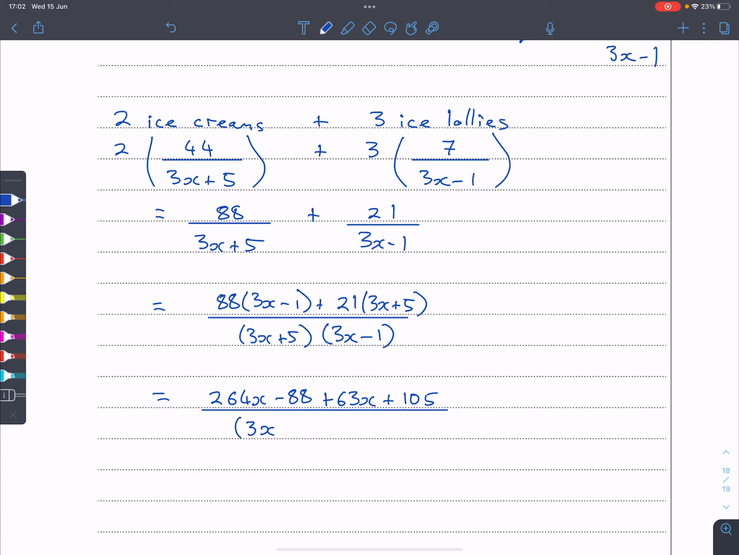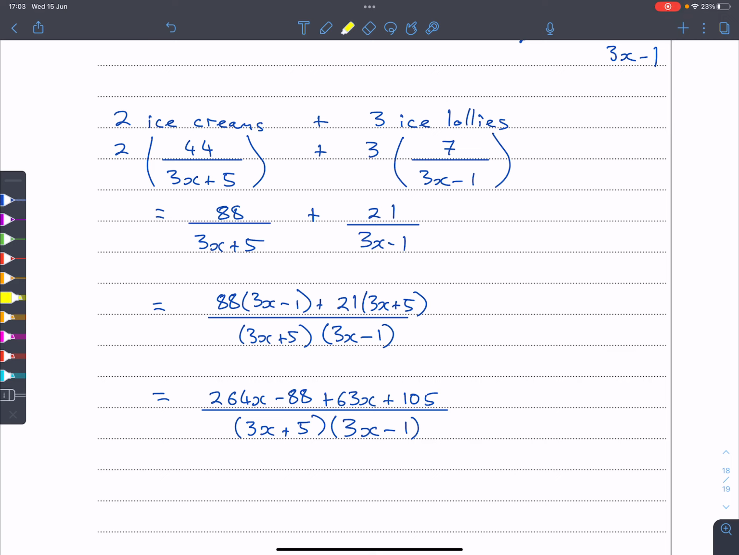The reason we don't expand this is because it's already factorized. If when I simplify my numerator, I can take out a factor of 3x plus 5 or 3x minus 1, then it's easy to simplify because the factors are already there on the denominator. If you expand, then you're not going to see that factor there. So we leave the denominator and just sort out the numerator.